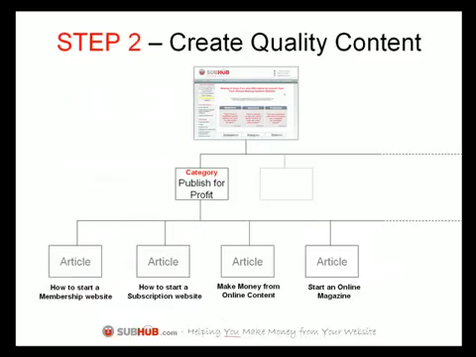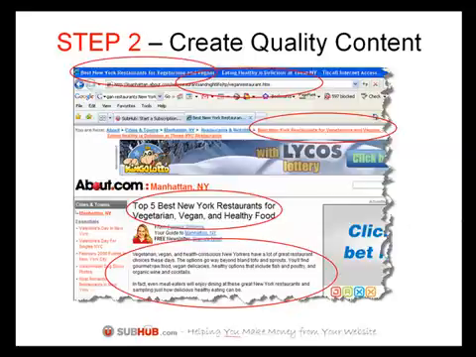Once you have a keyword list, which you should prioritize, you should create an article dedicated to each keyword phrase. So in this example, we have an individual article on how to start a membership website. We also have one on how to start a subscription website, etc., etc. And each of those pages should have those keywords within the browser title, within the navigation, and most importantly, within the title of the content or the article, and within the body text.